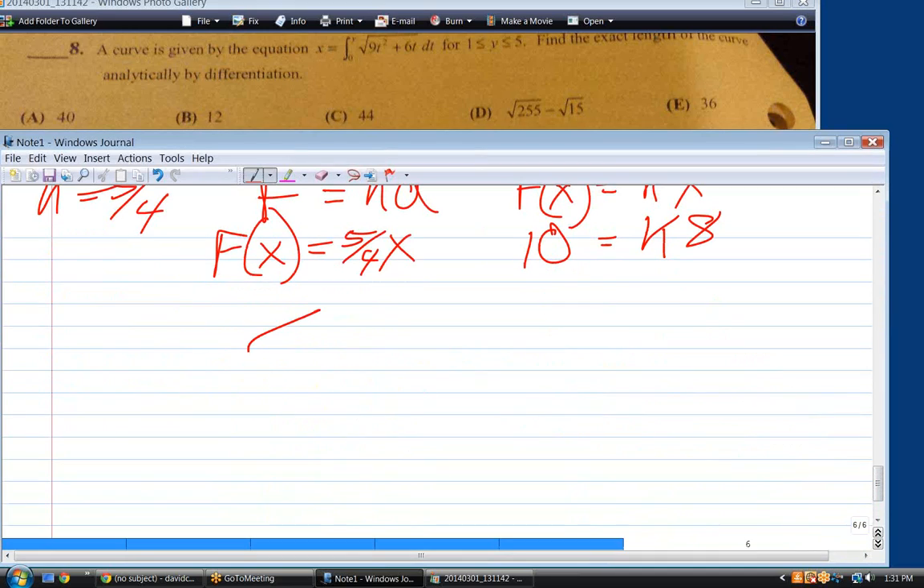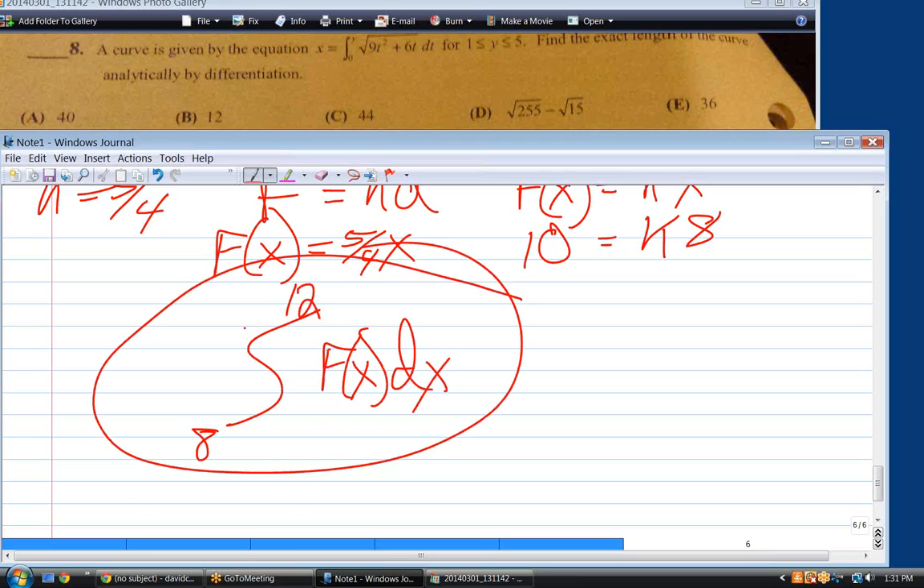In other words, if I do this, that's going to give me the amount of work required to stretch that spring from 8 to 12. Well, that's going to allow us to get an answer to the problem because we know how much work it takes to go from 0 to 8. Oh, okay. So we're just going to add it to that. Well, what's the integral of that?